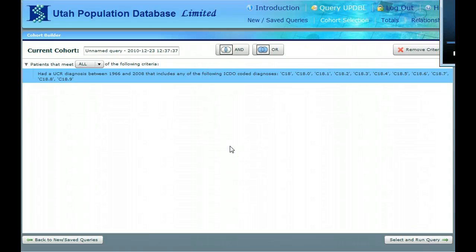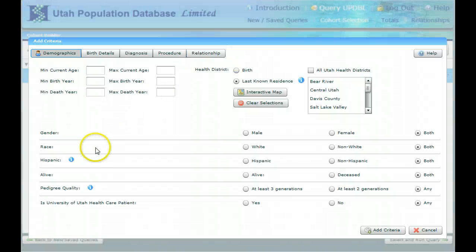In this tutorial, we will describe pedigree quality and degree of relation. Pedigree quality can be found in two places in the Query tool. On the Cohort Builder page, when we add criteria, we can see pedigree quality. This restricts our cohort to those individuals that have a pedigree containing at least 3 generations, at least 2 generations, or any pedigree quality.